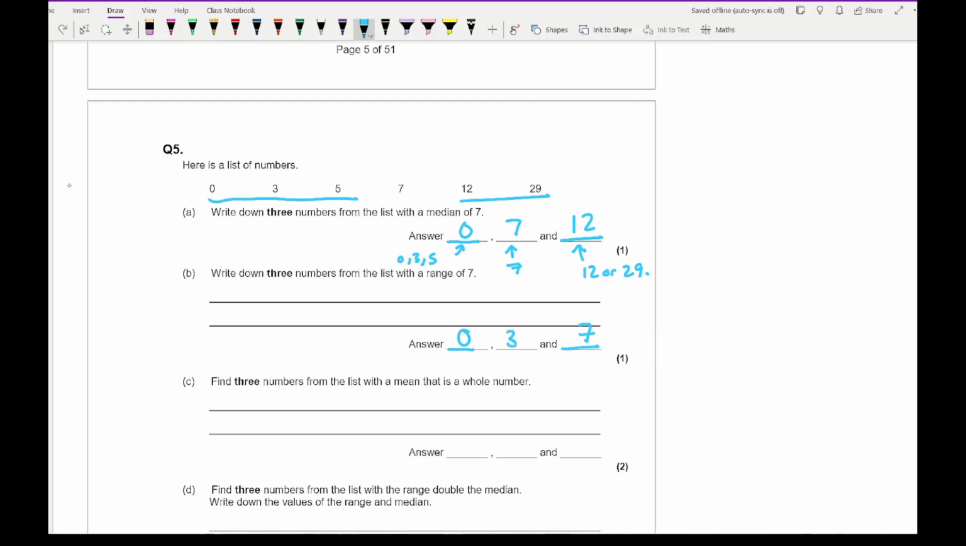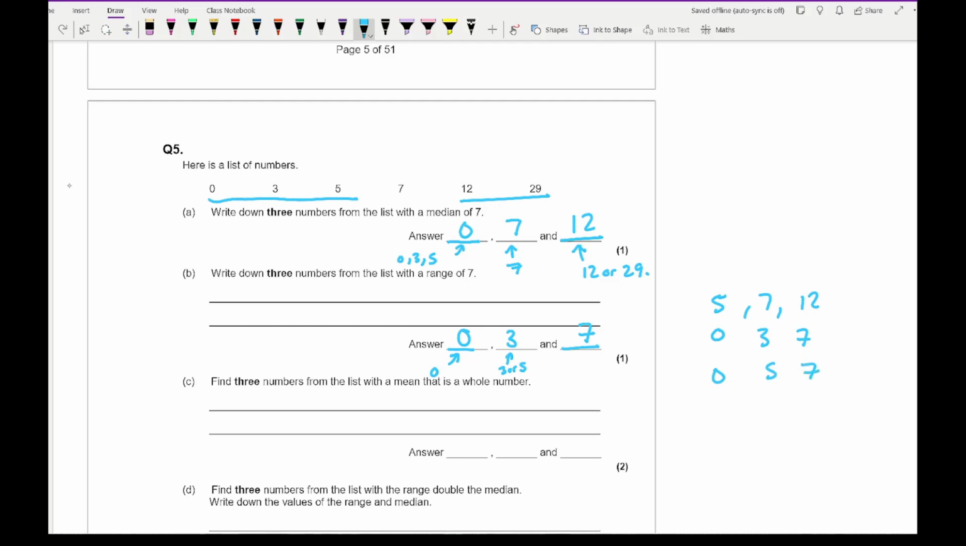So let's go for 3. So I could have picked either 3 or 5. But this one here is going to be 0. Other options I could have picked are 5 and 12. So I could have gone for 5, 7 and 12 as a possible answer, and that would be correct. Or I could go for what I chose of 0, 3 and 7, or 0, 5 and 7.